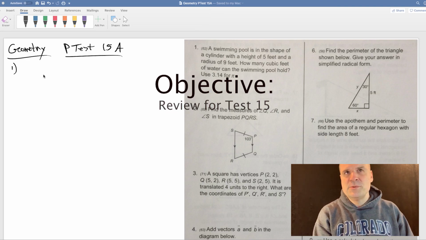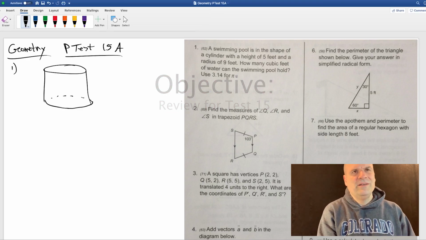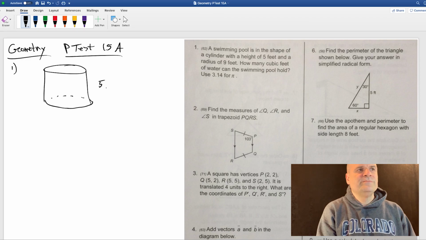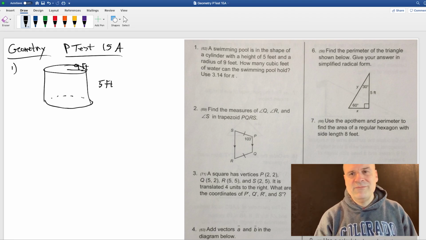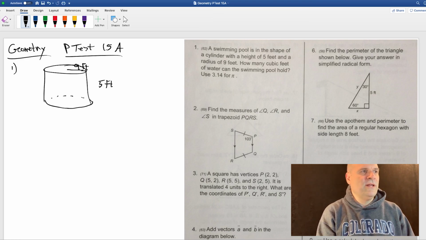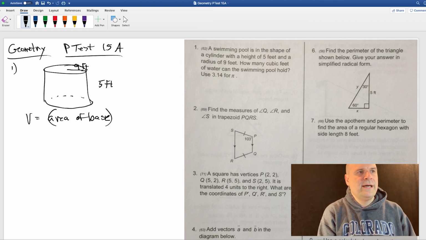Number one, a swimming pool is in the shape of a cylinder. Height of 5 feet and a radius of 9 feet. How many cubic feet of water can the swimming pool hold? Find the volume of a cylinder. You know how to find the volume of a cylinder or any kind of prismy thing: area of base times height. The cylinder's base is a circle, so pi r squared times height.